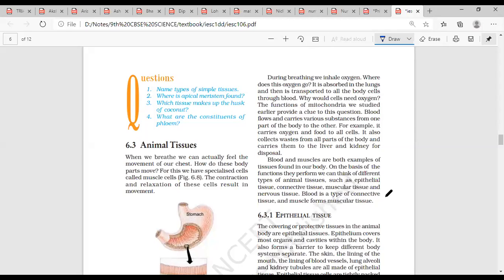Yes. Then animal tissues. Animal tissues are more complex than plant tissues. In animal tissues, you have to learn epithelial tissues, then connective tissues, muscular tissues, and nervous tissues. Connective tissues is the larger part; different types of connective tissues you have to learn. Animal tissues, we have to start with the epithelial tissues.